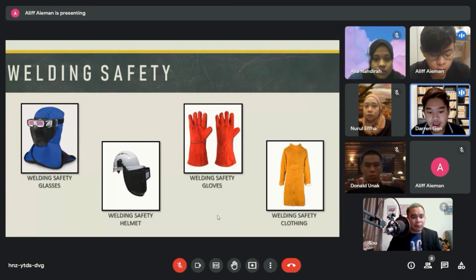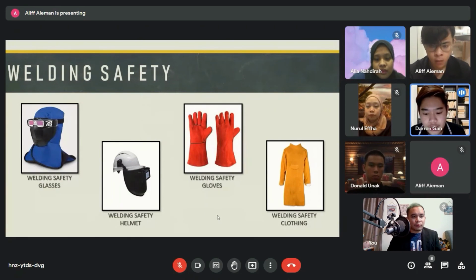And the last is welding safety clothing. No matter how minor the job, a welder should never work while wearing a shirt or a t-shirt with short sleeves. UV and infrared rays can cause painful and dangerous skin damage to any exposed skin.